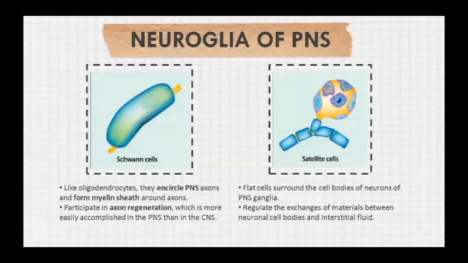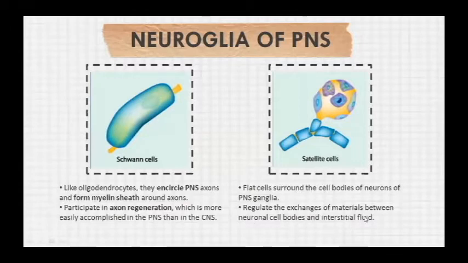Now we will proceed with the satellite cells. These satellite cells are flat cells that surround the cell bodies of neurons of PNS ganglia. They regulate the exchange of materials between neuronal cell bodies and interstitial fluid.